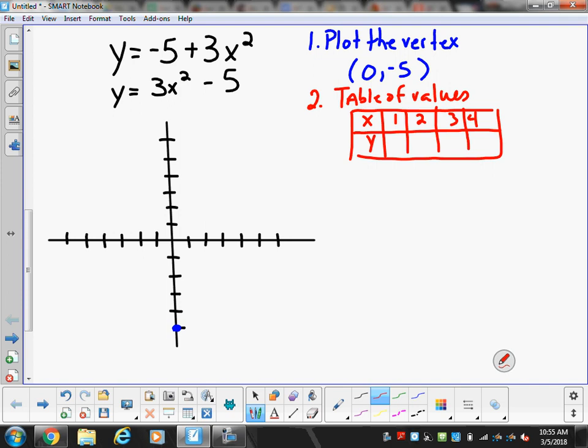All right, so we'll start with this first one. When X is 1, then we have Y equals 3 times 1 squared minus 5, which is 3 minus 5, which is negative 2. So, first one is the point 1, negative 2. And since I'm going to find the corresponding point anyway, I'm going to go ahead and go to the other side and do that also.